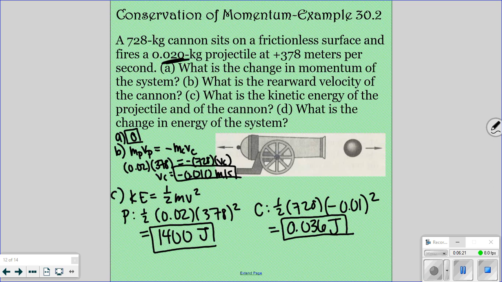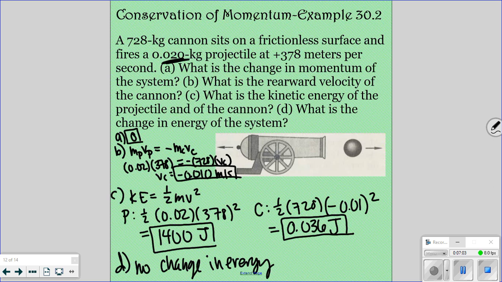And then the change in energy, there is no change in energy here because we can account for all of the change. We had two objects, so we have a kinetic energy of the projectile and the kinetic energy of the cannon, and then there is some energy that goes to the bang of the heat, and we don't know what that is. There's no way for us to figure it out, but there's no change of energy in the system.